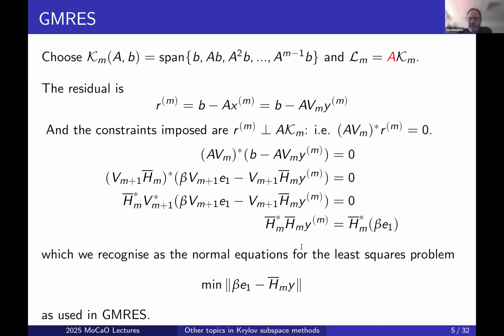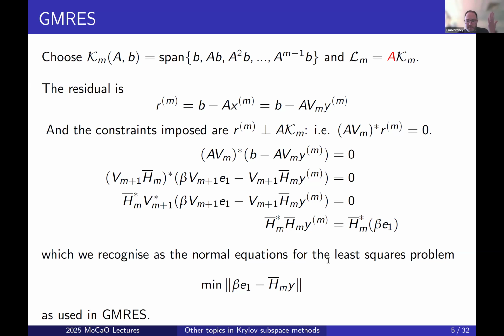Right, HM star HMY equals HM star beta E1. I don't remember solving that. No, of course we did, okay? But we didn't do it literally by forming the normal equations. That's what these are, right? These are the normal equations for the least squares problem that we did actually solve.